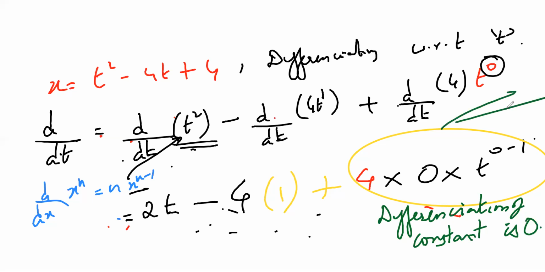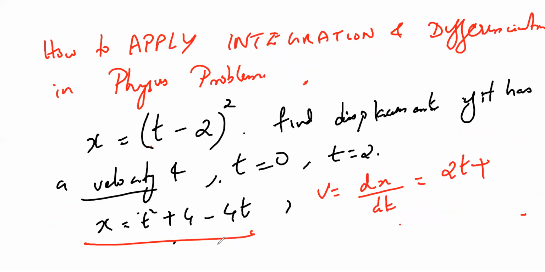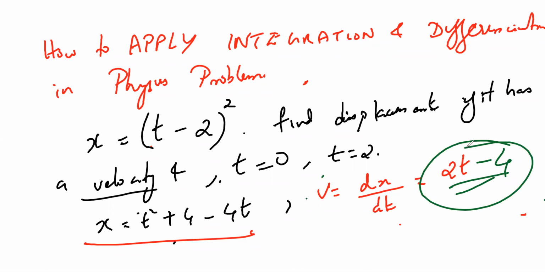Okay. So d by dt of 100 or 1000 or 10,000, anything constant is 0. That's it. So I can directly write here 2t minus 4. I got dx by dt. dx by dt is 2t minus 4. That is my velocity value. Velocity value is 2t minus 4.